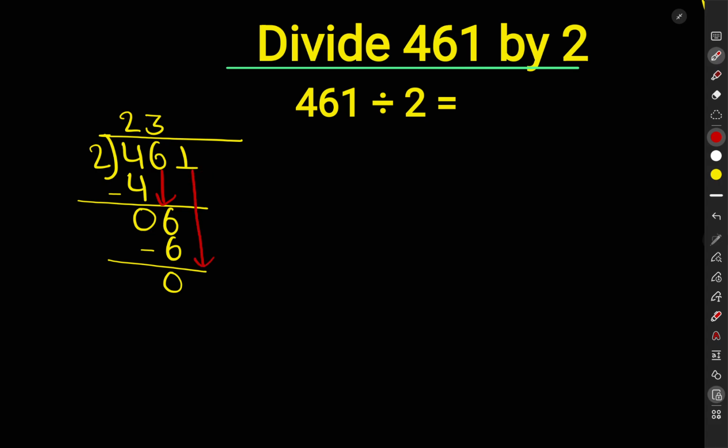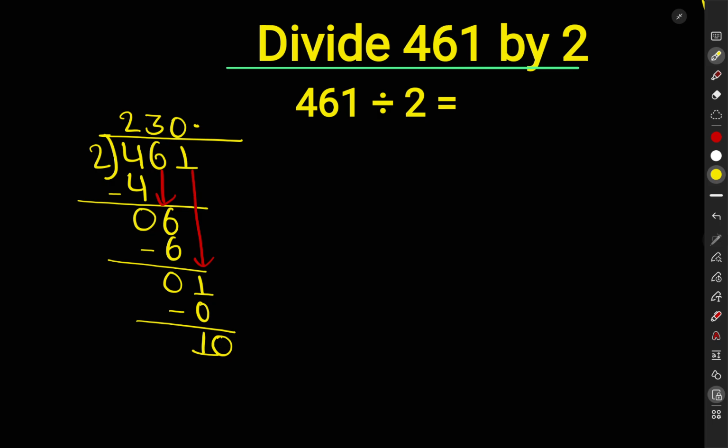So again we put down this 1. So 2 times 0 means 0. On subtracting, it is 1. So now this 1 is less than 2 and there is no other number to put down. So we put here a decimal so that we take 0.